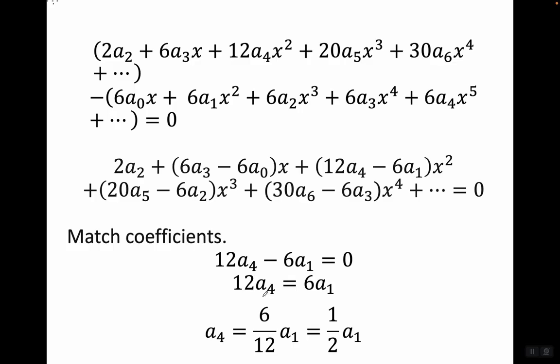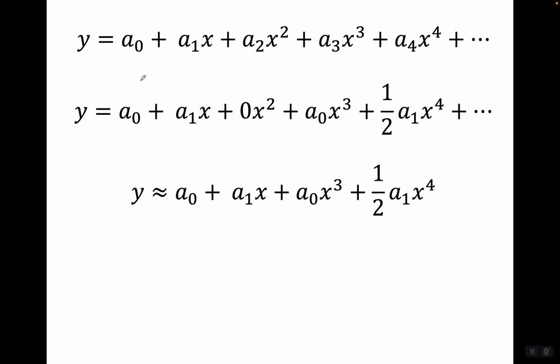Now let's match the coefficients for x squared. 12a4 minus 6a1 equals 0. That means 12a4 equals 6a1. In other words, a4 equals 6/12 a1, or 1/2 a1. And believe it or not, we're done. We wanted y equals a0 plus a1x plus a2x squared, and so on, but we wanted to express that just in terms of a0 and a1. Well, a2 is 0. We saw that a moment ago. a3 is equal to a0, and a4 is equal to 1/2 a1.